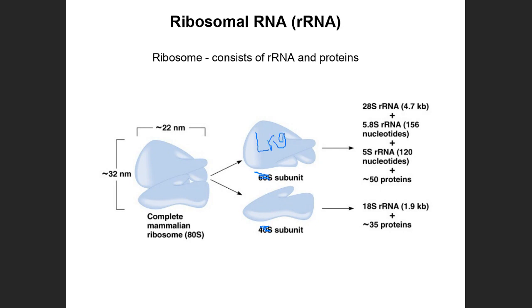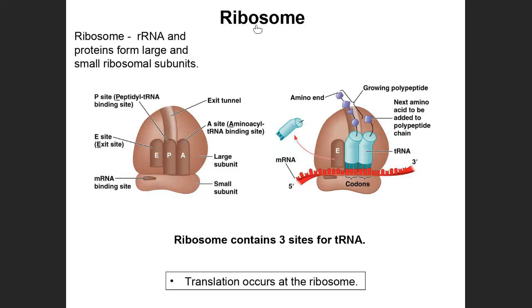What happens is that some of these ribosomal RNAs will complex or bind to proteins, forming a large ribosomal subunit. And then some of these ribosomal RNAs will complex or bind to proteins, forming a small ribosomal subunit. And then when these two subunits come together, they'll form a fully functional ribosome.